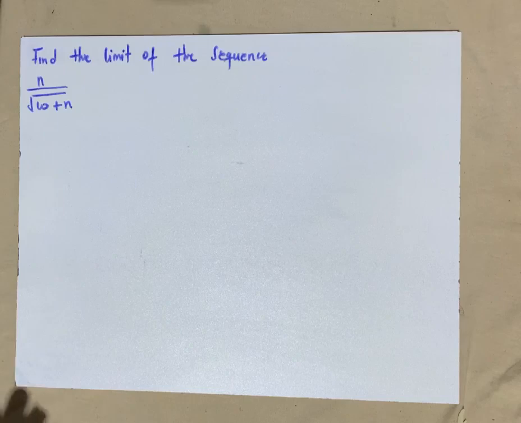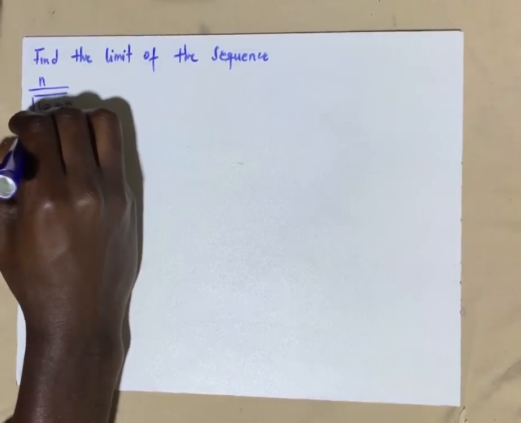All you just have to do is divide each term by the highest power of n. So when you look over here, you have n all over the square root of 10 plus n. Now the denominator of n over here is what? It is n. But because it's under a square root, the highest power of n is going to be the square root of n. If the square root wasn't there, then the highest power would be just n. But because there is a square root, this n is not going to be just n, rather it's going to be the square root of n. So we have our limit.